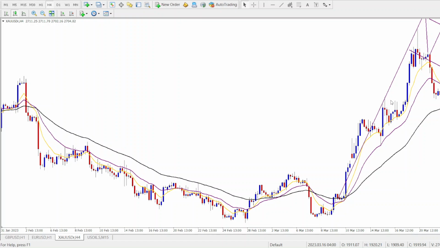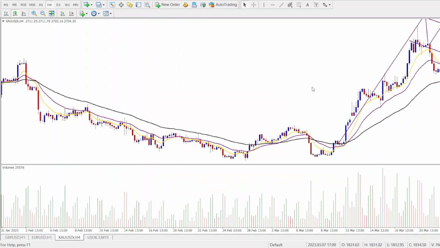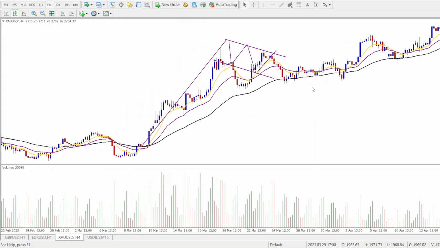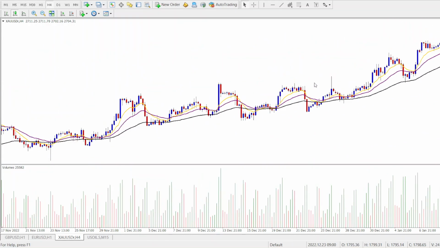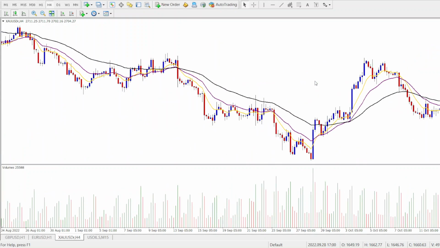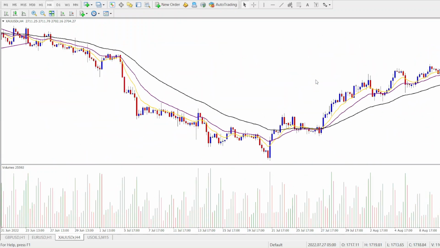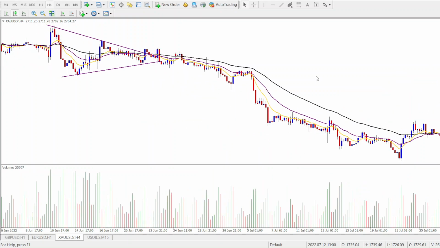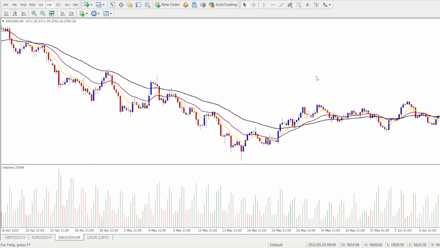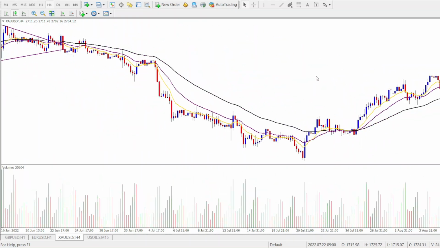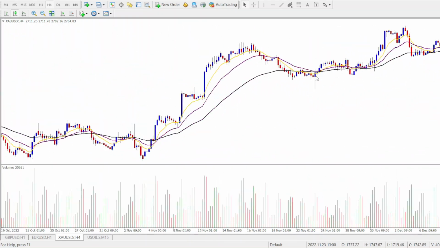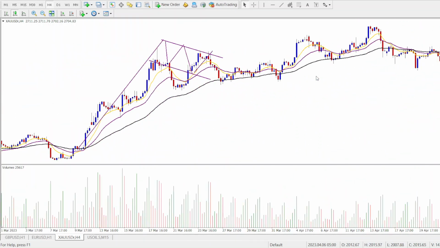Okay, and then you can make use of volume indicators. The volume indicator usually shows a spike when a valid breakout occurs. There's usually a spike in volume whenever we have a breakout. Let's just look for a good example.